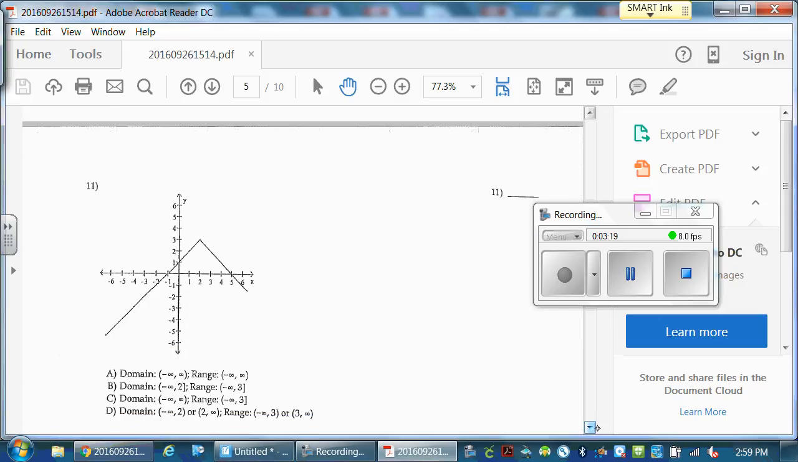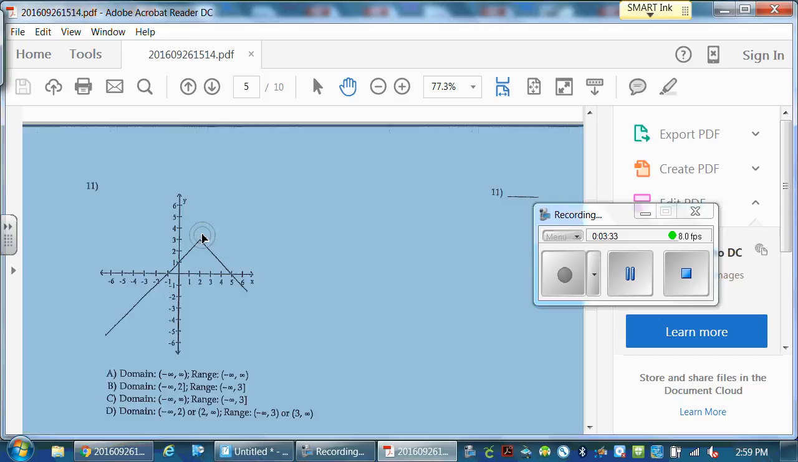Number 11. Domain is from, they don't have arrows on the end, but it's indicated. If there's not a dot, then it means it keeps on going. Domain is from negative infinity to positive infinity, and the range is from negative infinity up to and including 3. So that would be C would be my answer here.